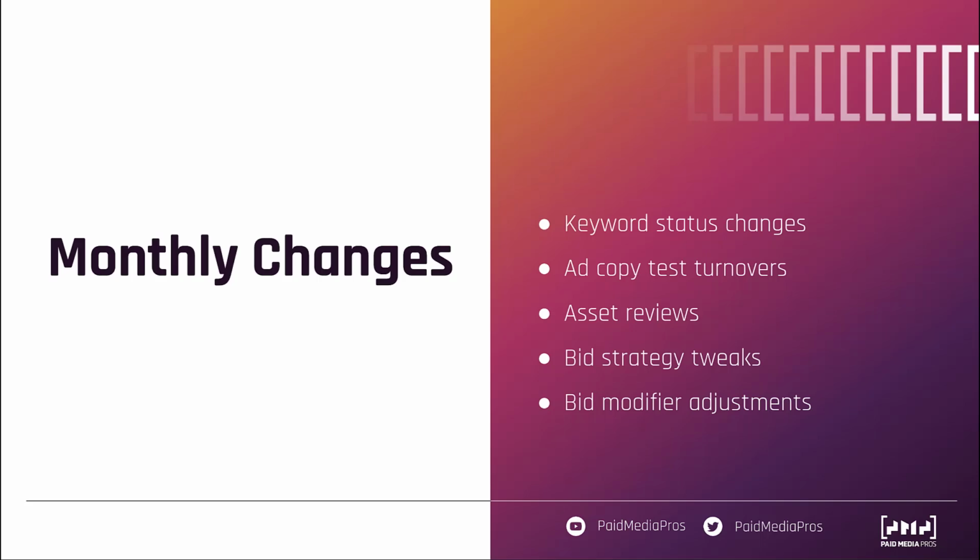Same thing would be for asset reviews. We saw a couple images added to one campaign in one account, but ideally, you're testing your site links, your callouts, your structured snippets at the very minimum, and all of the other extensions can also be rotated in as well. Now, on bigger timescales like monthly changes, bid strategy tweaks, so the adjustment to the target ROAS, or bid modifier adjustments, whether it's audience, location, device, ad schedule, whatever, these are probably being made more on this monthly timescale.